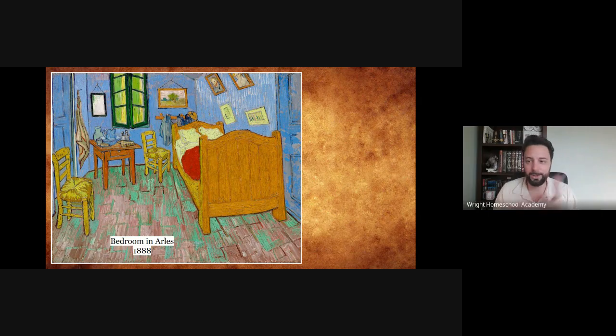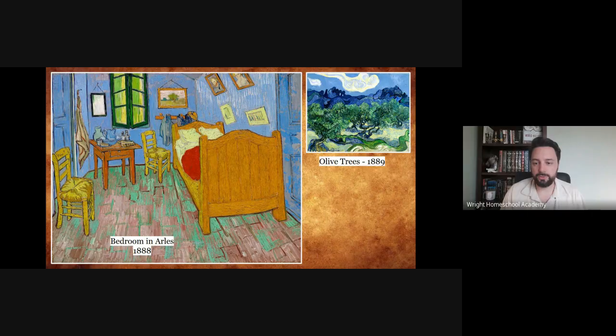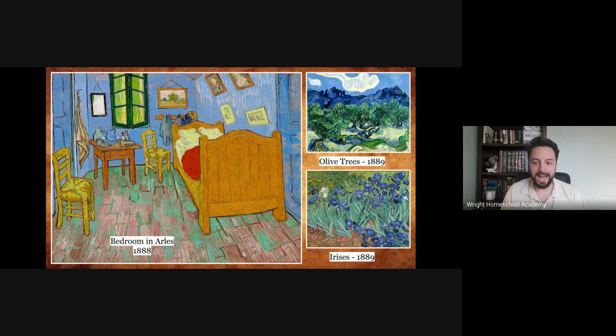Right, we're all becoming art aficionados here. Listen to you. All right, this next one, Olive Trees in 1889 and the following, Irises of the same year, both of which were painted during his stay in the mental asylum. Which one of these is your favorite? Why?